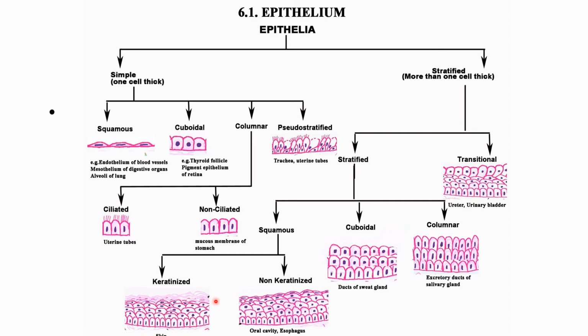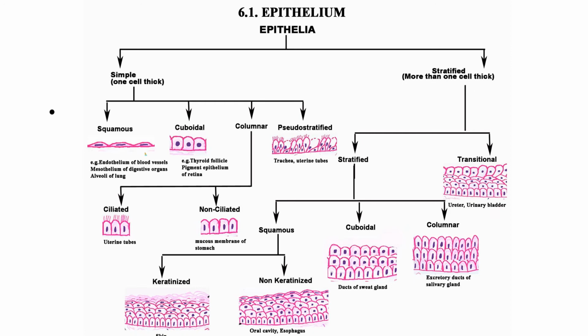Keratinized, where scale-like cells will be seen on the surface. Example is the skin. Then non-keratinized, you will not find the keratin layers. So they are seen in relation with the oral cavity and esophagus. Then the stratified cuboidal will be seen in relation with the ducts of sweat glands. Stratified columnar in relation with the excretory ducts of salivary glands. Then the transitional epithelium is also known as urothelium because it is seen in the urinary tract. So the examples for the transitional epithelium are the ureter and urinary bladder.